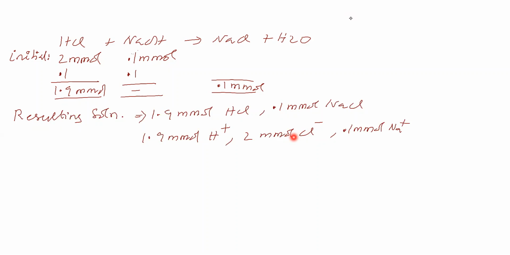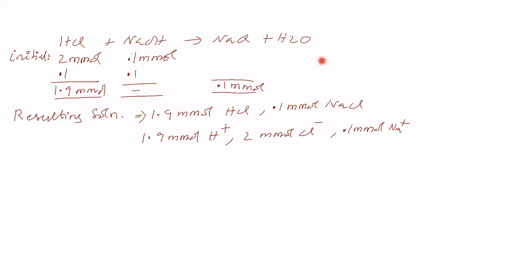If you see cations, H plus is 1.9 millimole and Na plus is 0.1 millimole. Total, if you see, this is 1.9 and this is 0.1.